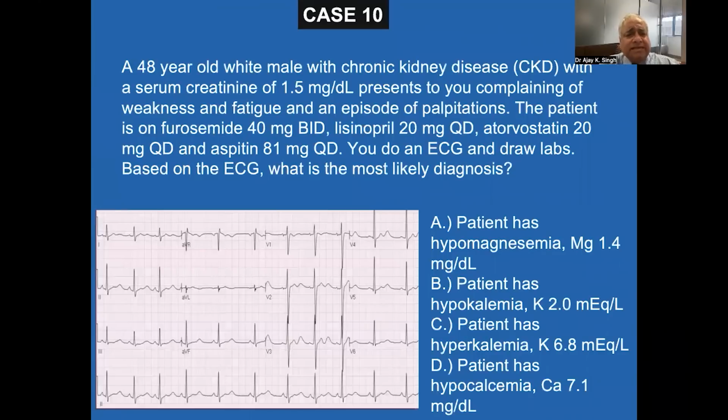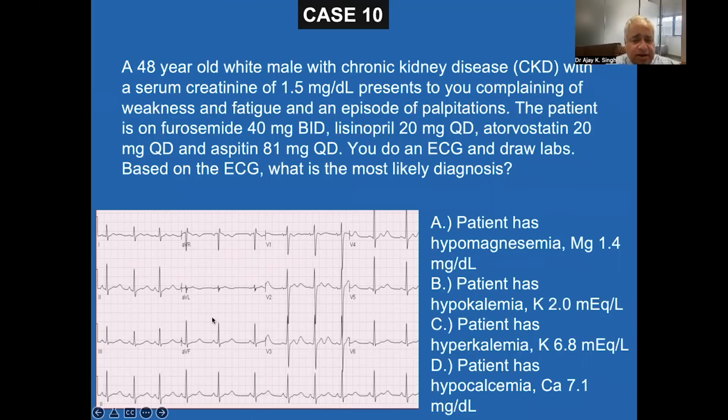Moving on, case 10 is a 48-year-old white male with chronic kidney disease and a serum creatinine of 1.5 milligram per deciliter. Presents to you complaining of weakness and fatigue and an episode of palpitations. The patient's on furosemide, lisinopril, atorvastatin, and aspirin. You do an ECG and draw labs. Based on the ECG, what's the most likely diagnosis?